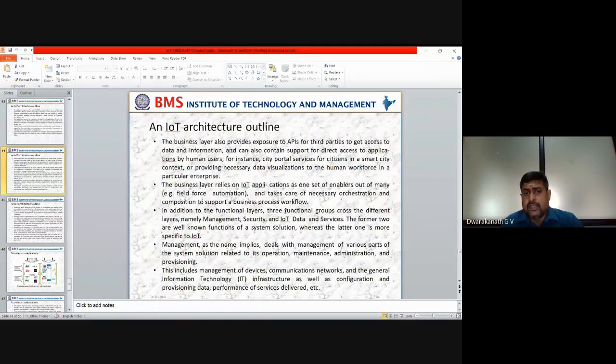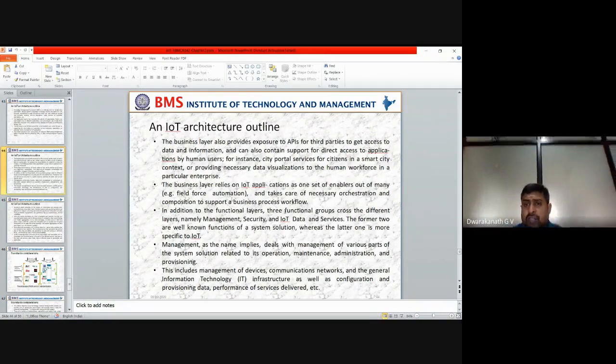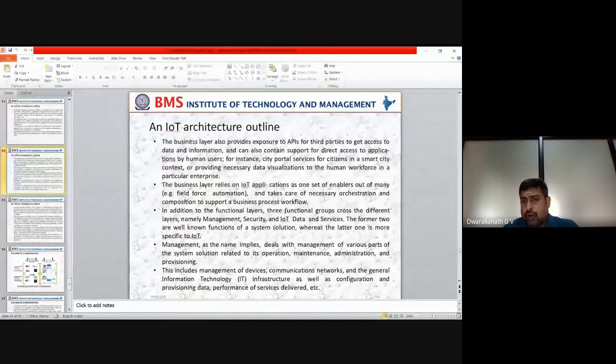Coming to the next, the business layer relies on IoT applications as one set of enablers out of many, and takes care of necessary orchestration and composition to support a business process workflow. Now, what is this actually? See, IoT applications: how many enablers can access this particular project or this particular cloud? How many of you can work with my particular business?